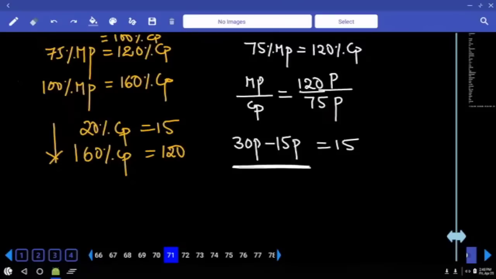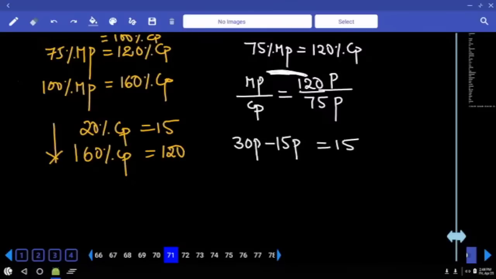How much is the left-hand side? 15 parts is equal to 15, so 1 part is equal to 1. What is your question? Market price. How much is market price? 120 parts will be equal to 120.